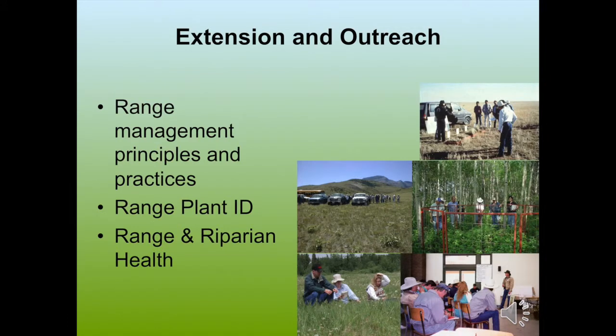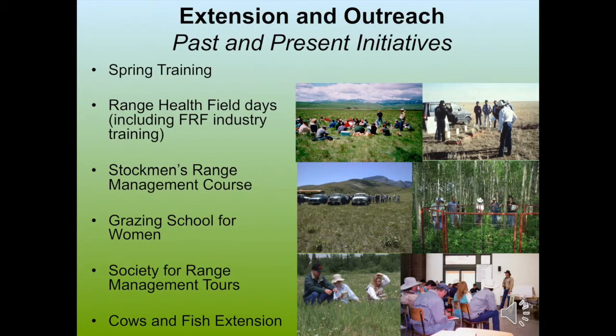In terms of extension and outreach, the kind of model that we normally try to deliver is the teaching of principles and practices, range plant ID, and then range and riparian health assessment. And that runs through just about any sort of delivery mechanism that we use. Here are some examples: the spring training that my team do with our field agrologists, and the range health field days that we do, which includes the training we've done with the Foothills Restoration Forum in recent years. The Stockman's Range Management course.